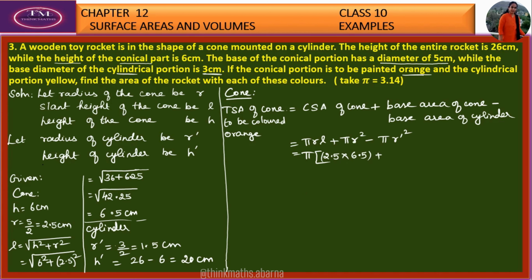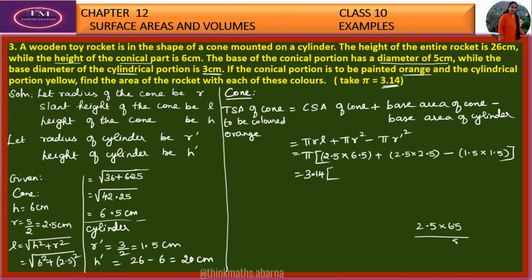Plus, this pi is taken outside, so R square. R square is 2.5 into 2.5, minus R dash square. What is R dash? R dash is 1.5, so 1.5 into 1.5. The pi value is given as 3.14, so write the value of pi as 3.14. Now we have to multiply 2.5 into 6.5.